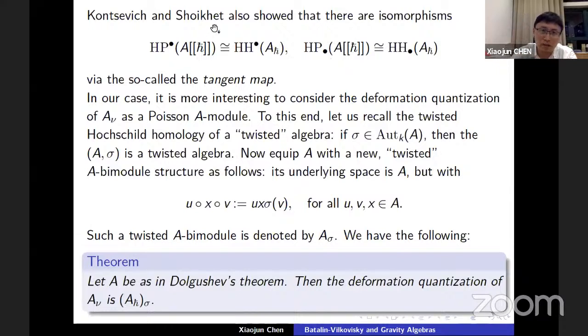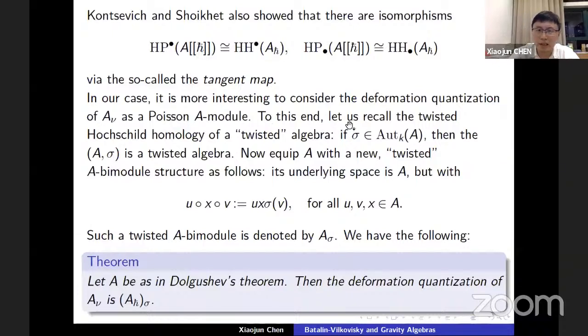Later. Kontsevich and Shoikhet showed that there are isomorphisms between the Poisson cohomology and the Hochschild cohomology of its deformation quantization via the so-called tangent map I just mentioned. But in our case, because we want to study the Poincare duality between this cohomology and homology, it is more interesting to consider the deformation quantization of A_nu as a Poisson A module. So now we have to consider deformation quantization of modules.